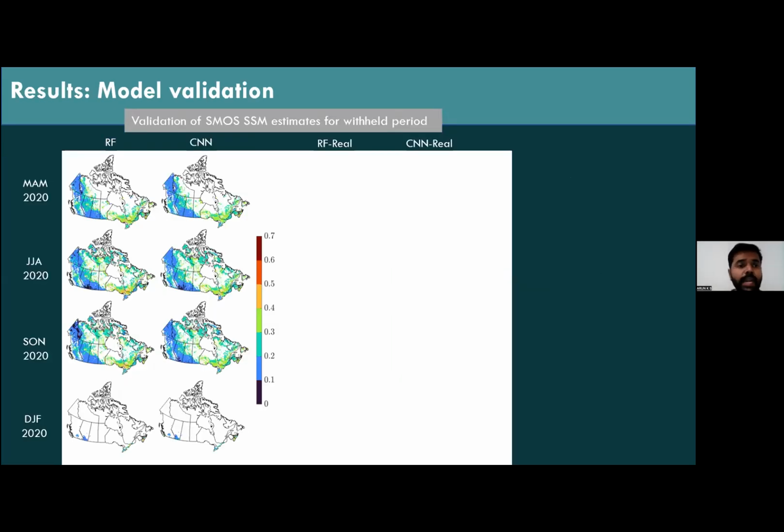Now, coming to the validation of the machine learning framework. First of all, the two different machine learning models will be validated using the withheld period. That is, the trained RF and CNN models are used to generate the surface soil moisture estimates for the year 2020, and the estimates are averaged over four different seasons and shown in this figure. In order to evaluate which one is performing better, the biases associated with each of the trained models are computed.